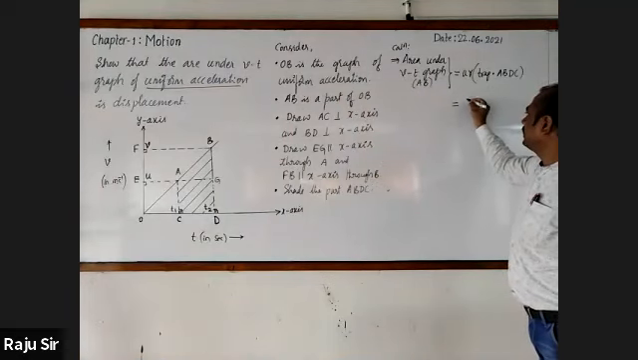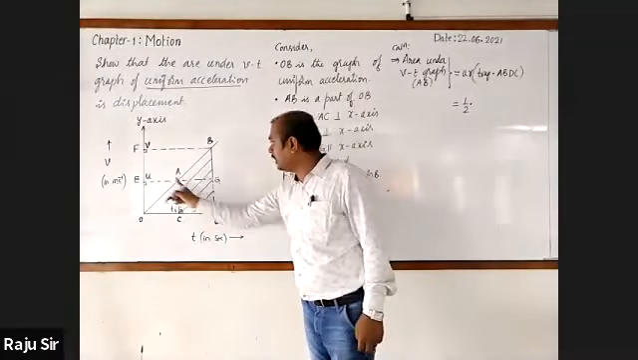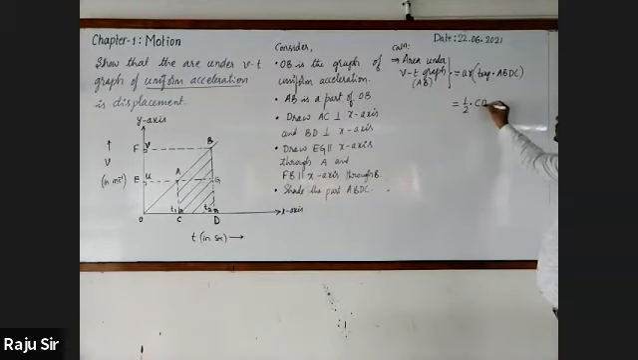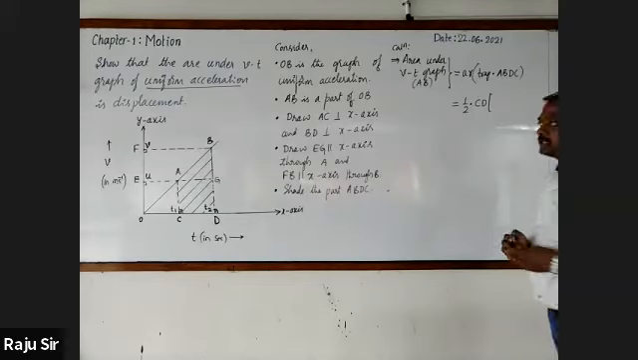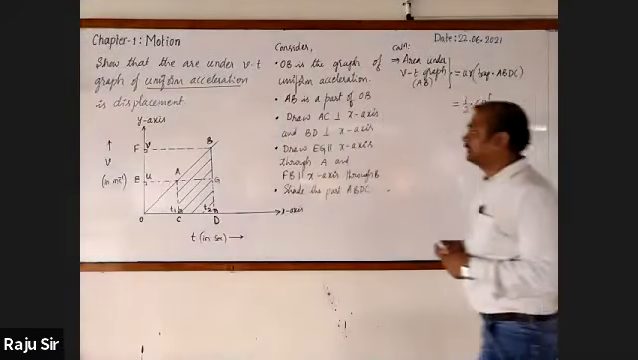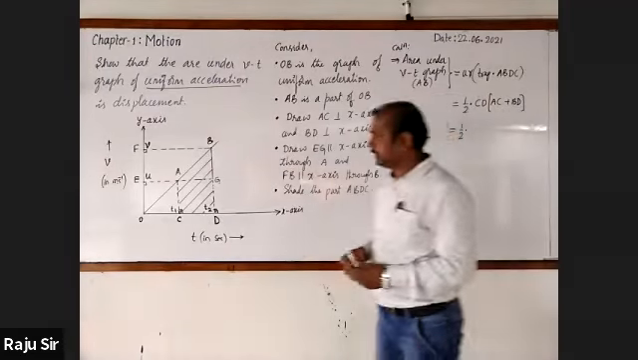Here, half into height of this trapezium. Height of the trapezium, you may take either CD or AE, any one of these. Here, CD. Height CD into sum of parallel sides. Here the parallel sides are AC and BD. These two are parallel to each other. I'll write AC plus BD. This is equal to half into CD.